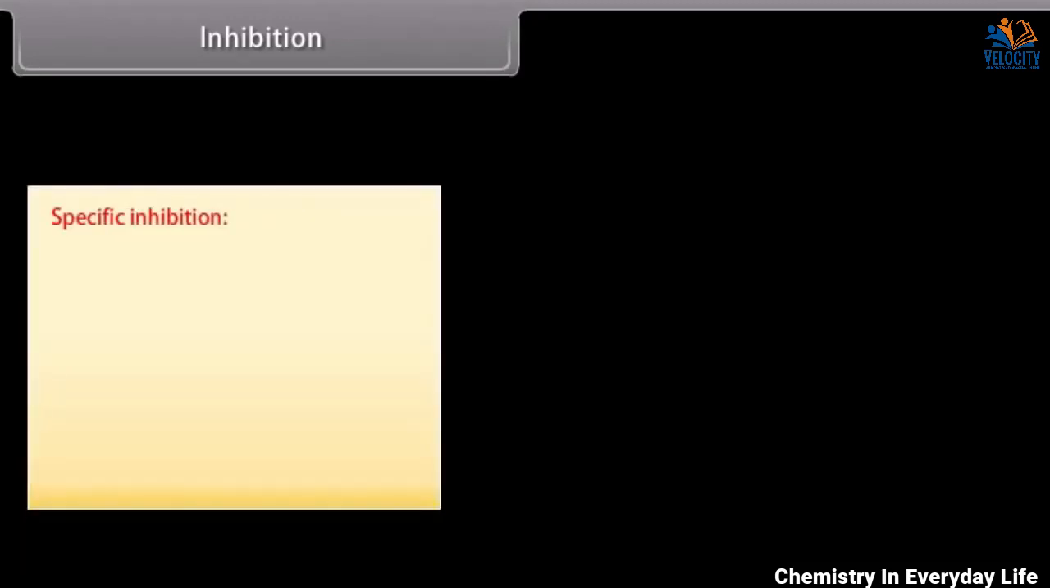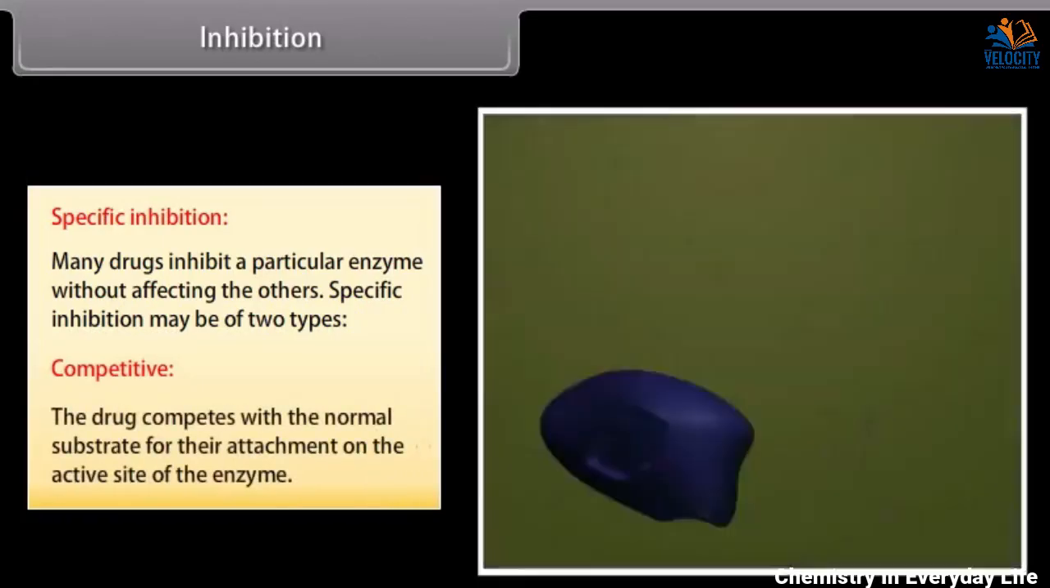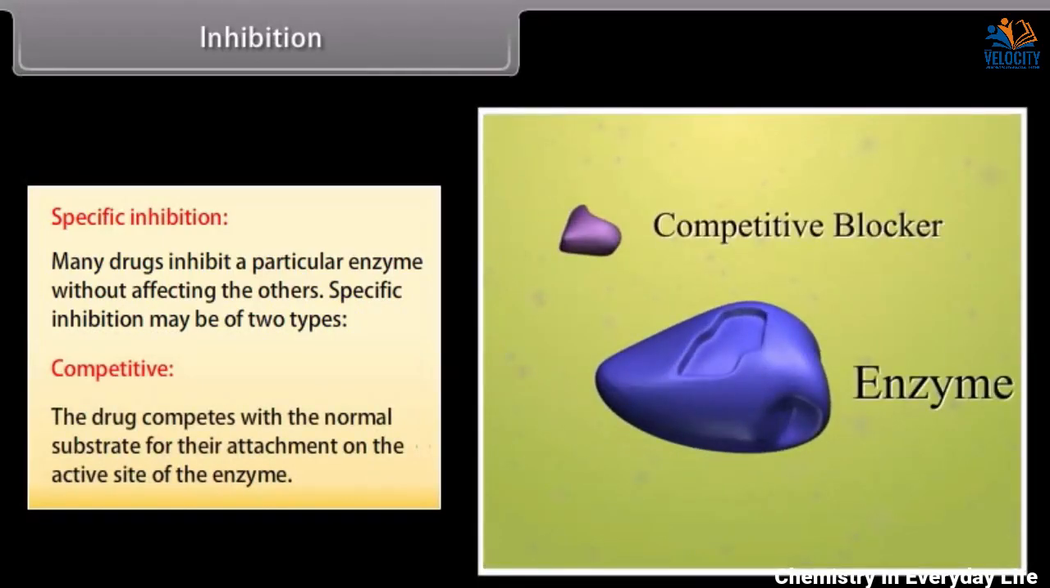Specific inhibition. Many drugs inhibit a particular enzyme without affecting the others. Specific inhibition may be of two types. Competitive. The drug competes with the normal substrate for attachment to the active site of the enzyme.